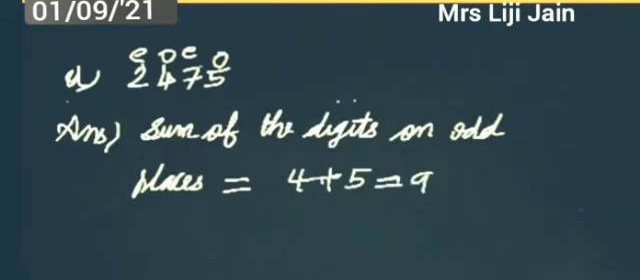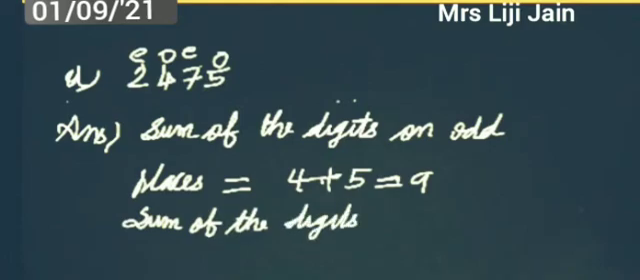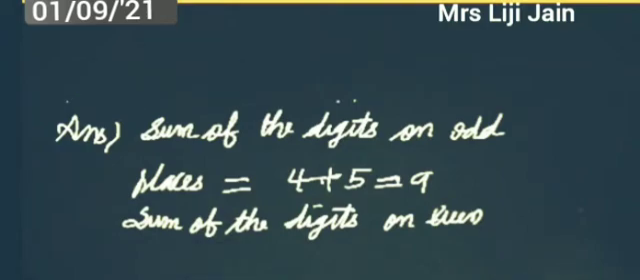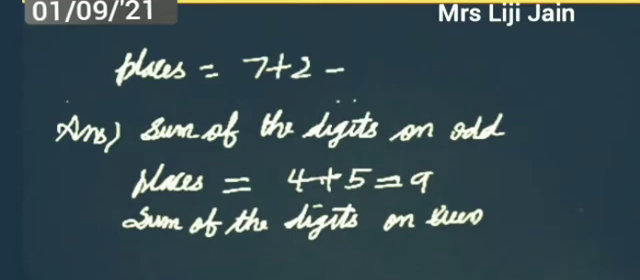Okay, next we have to find the sum of the digits on even places. Which are the digits on even places? Please check your question. Okay, it's 2 plus 7. 7 plus 2, and that's also equal to what? Yes, that's also equal to 9, isn't it?